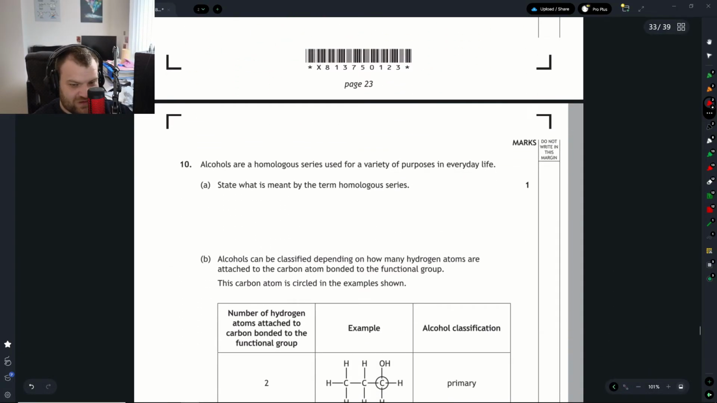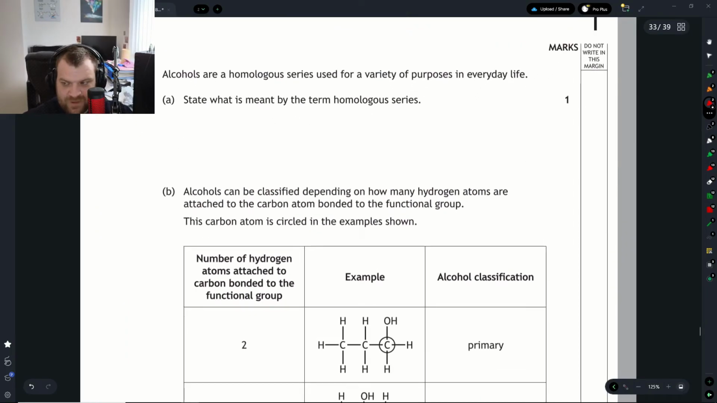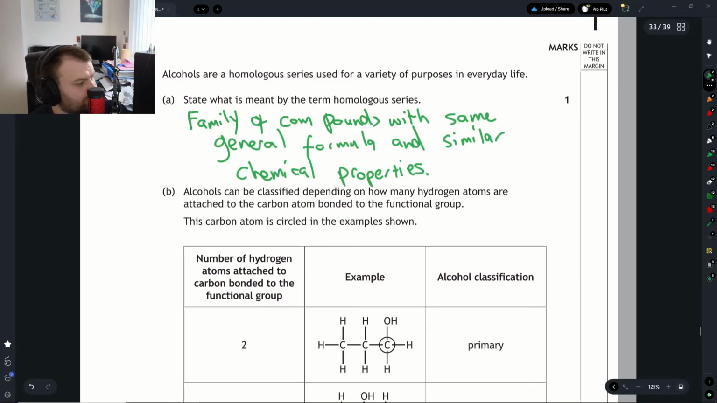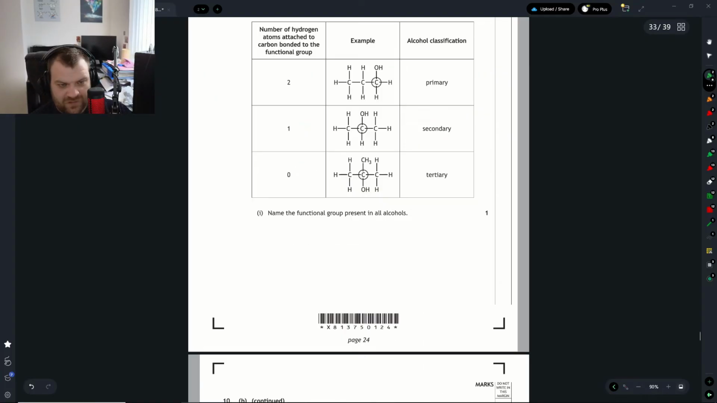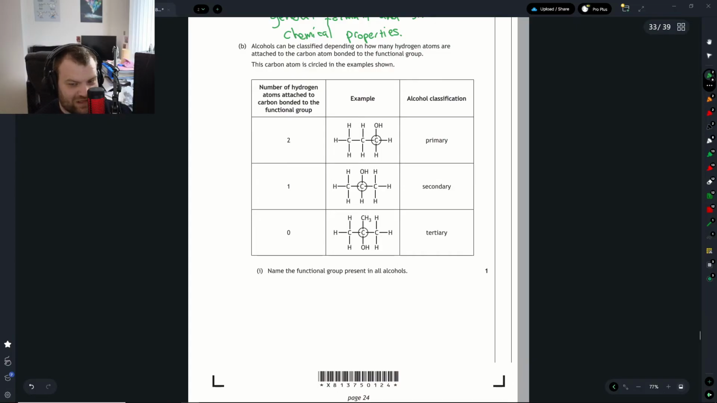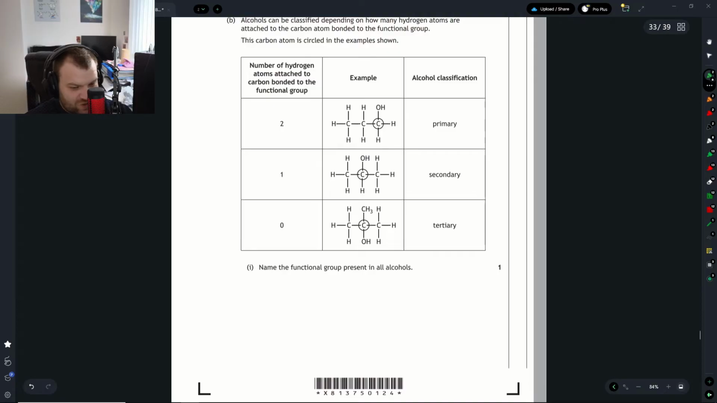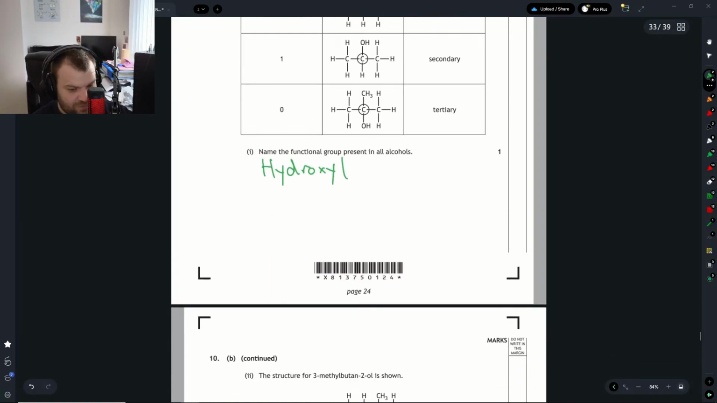Next one, we're asked for another definition. Here we have a family of compounds that have the same general formula and similar chemical properties. Next up, we're told about different classifications of alcohols, things called primary, secondary, and tertiary alcohols. First question is just asking for the functional group present in all of them. That is the OH group. We're wanting the name, which is the hydroxyl group. For a carboxylic acid, it would be carboxyl.